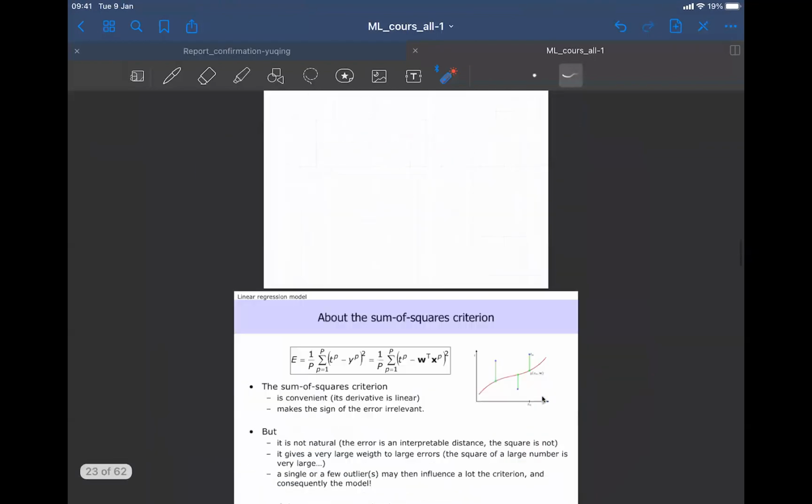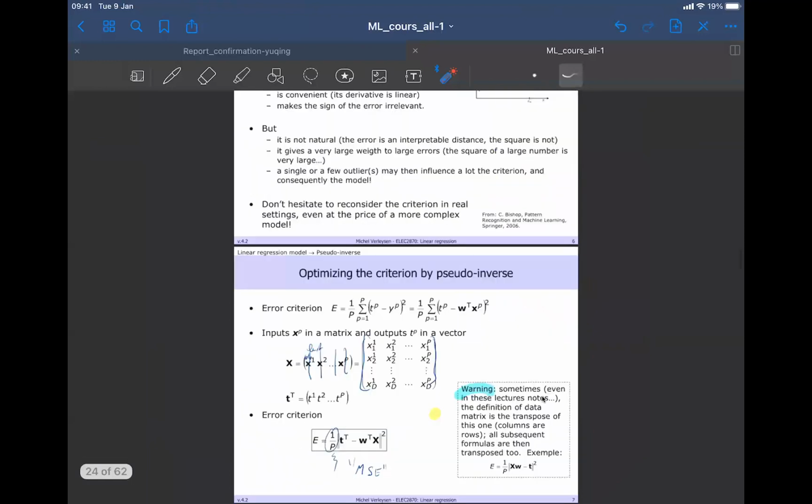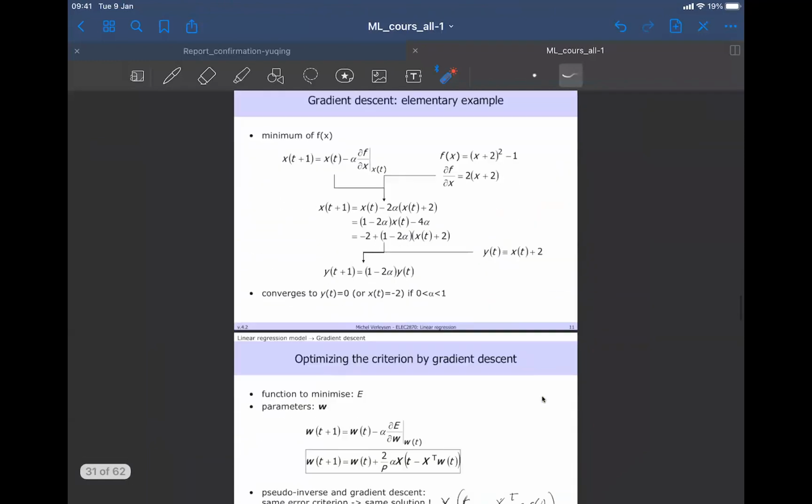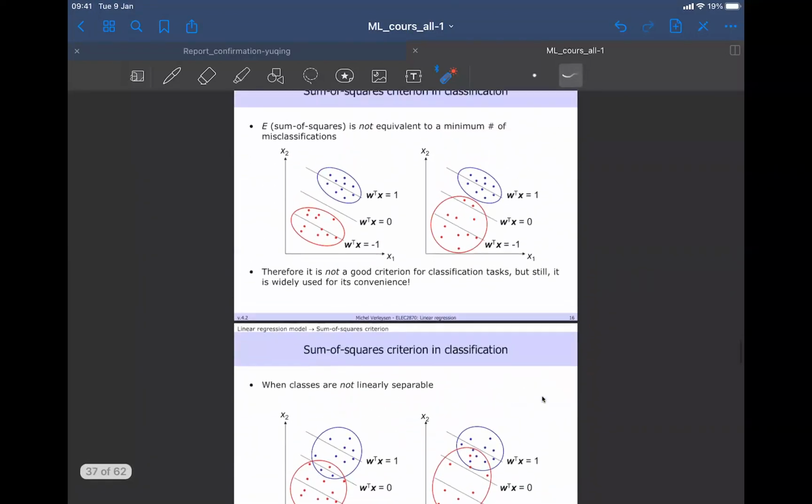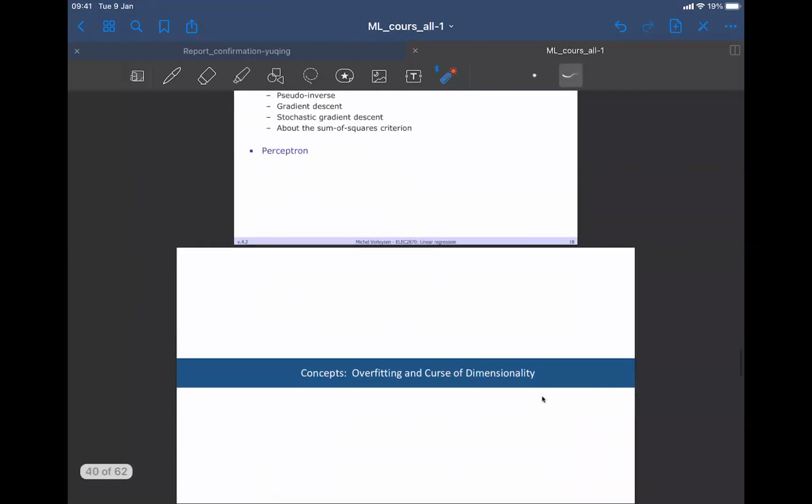Maybe I will stop here for today because I think this is a bit the basics. Just let me see what I have planned. This is a nice introduction.